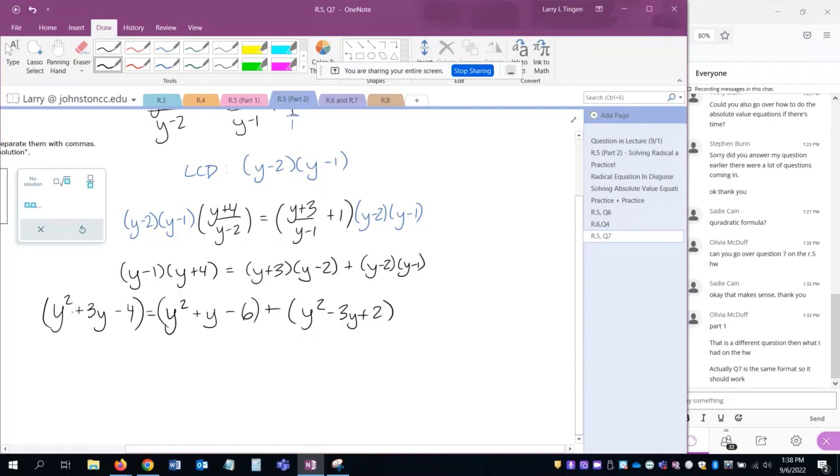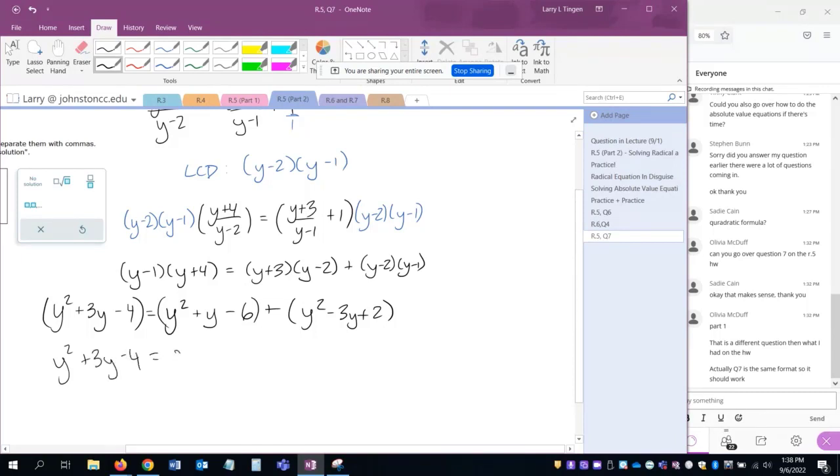Now, we know they factor because we just put them together. I don't want to factor them. I want to solve. So I got 3 quadratics. On the left, I have a single term for y squared, a single term for y, a single term for the constant. On the right, I have 2 of each. So let's clean up the right-hand side.